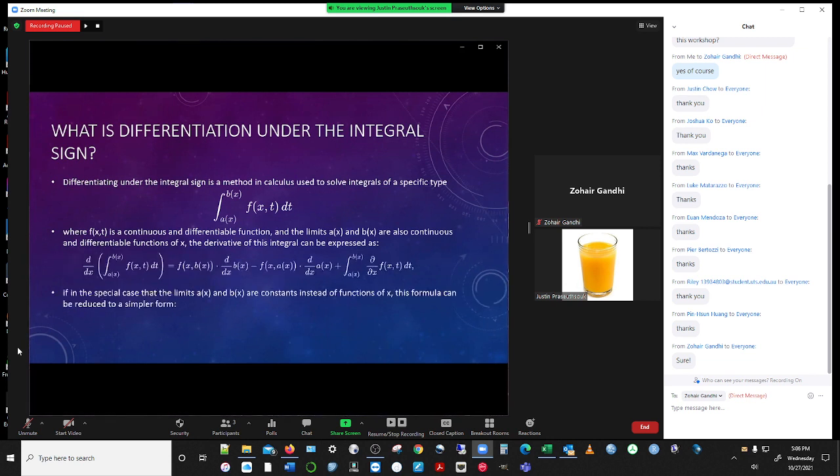Furthermore, in the special case that the limits are constants instead of functions of x, this formula can be reduced to a simpler form. And thus, differentiation under the integral sign states that under certain conditions, one may interchange the order of integration and differentiation in an integral.